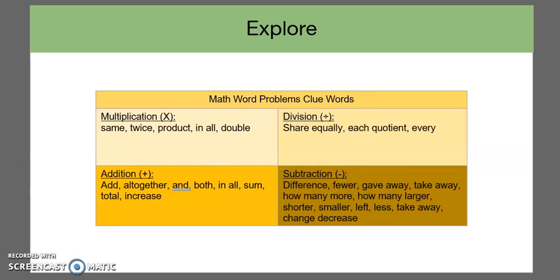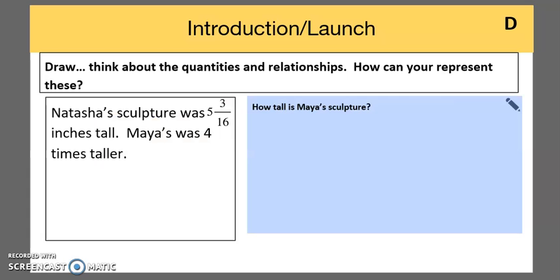We're going to go into a math word problem and try to work through it and see what the problem is asking. The first problem tells us Natasha's sculpture was 5 3/16 inches tall. Maya's was 4 times taller. So feel free to pause the video and think about which operation we need to complete in order to get our answer.